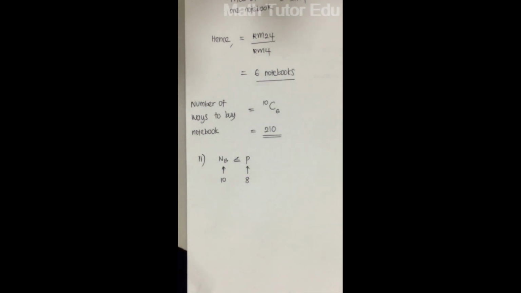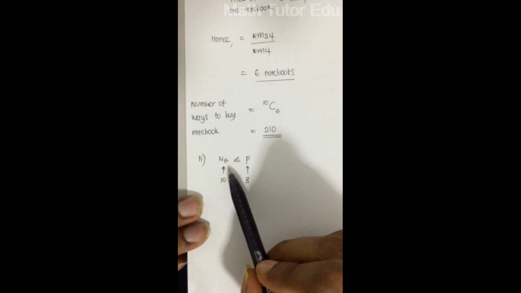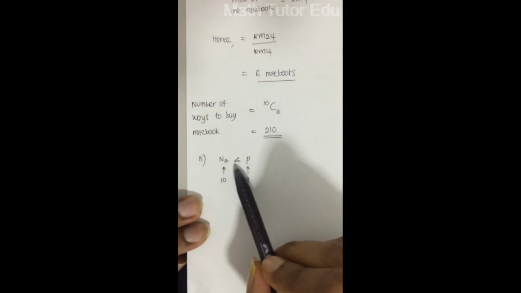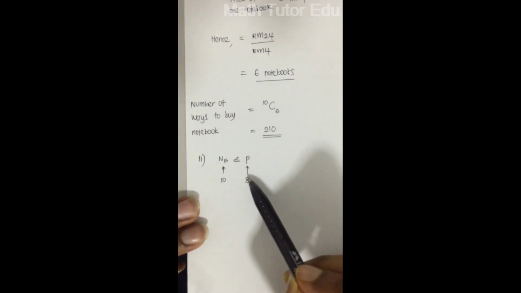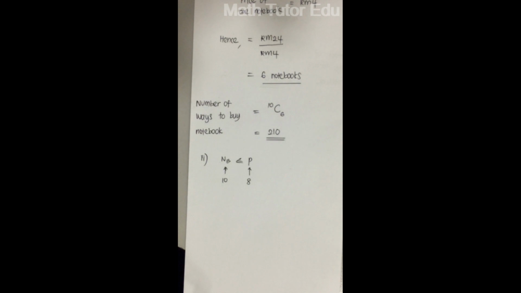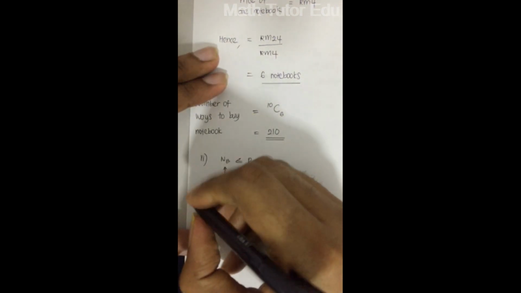And let me remind you again that Envy's budget is 24 ringgit. So whatever combination you have, you must fulfill the budget, guys. The budget in this case is 24 ringgit. So how do we come up with the possible combinations? Very simple. We know that the number of notebooks should be less than or equal to the number of pens, so we start with the highest possible value, which is that the number of pens is 8.